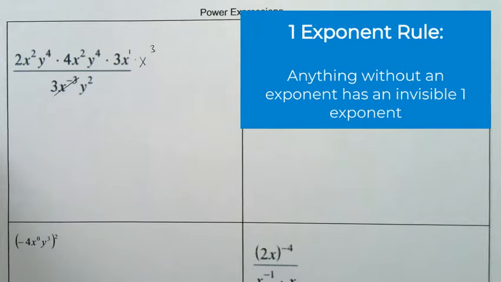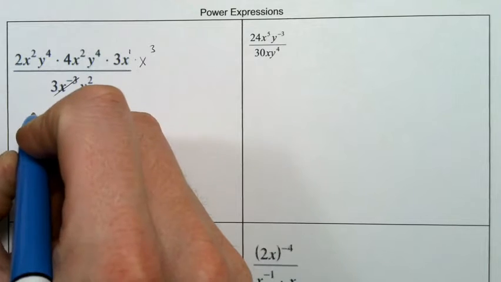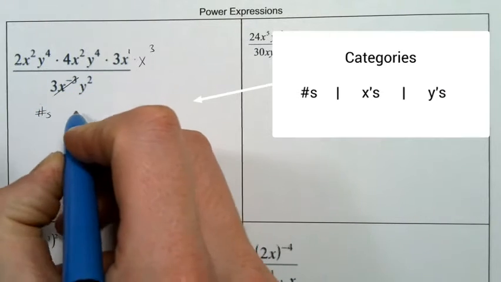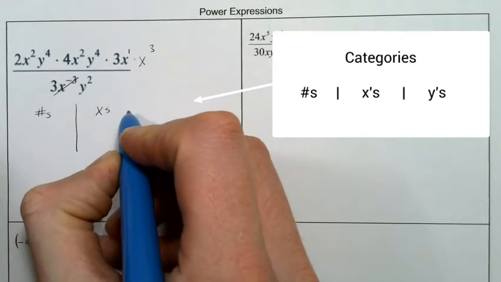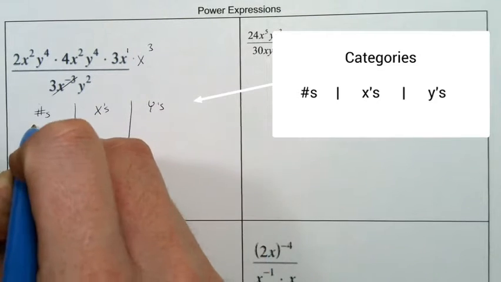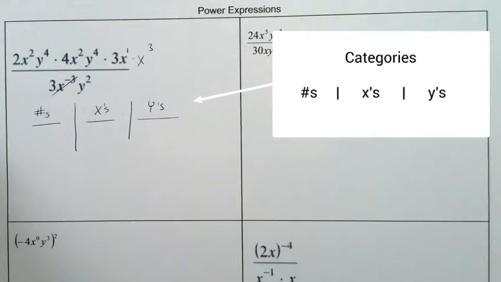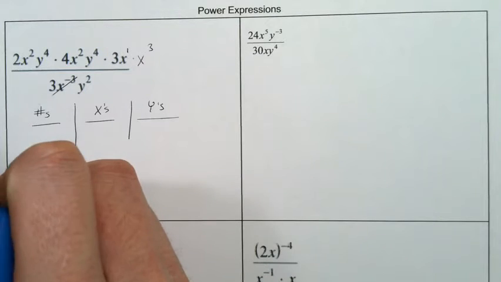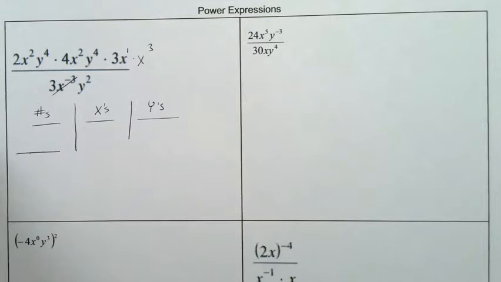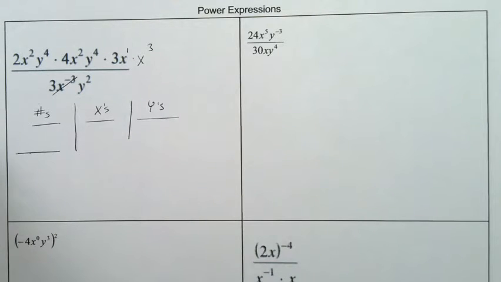Now I'm going to simplify. The best way that I can suggest that you simplify is you first look at the numbers, and then you look at the x's, and then you look at the y's. Now I encourage you to make a chart like this in the beginning, and you can graduate from this chart once you have enough experience. So under each, we're going to make a fraction, and I'm going to put all the numbers, meaning all the coefficients, not the exponents, just the numbers.